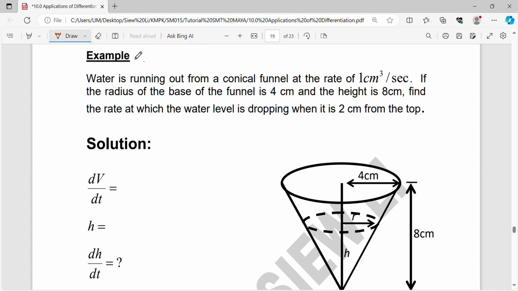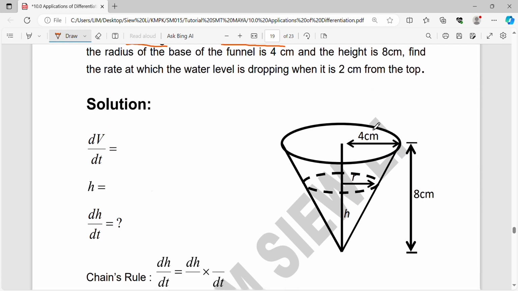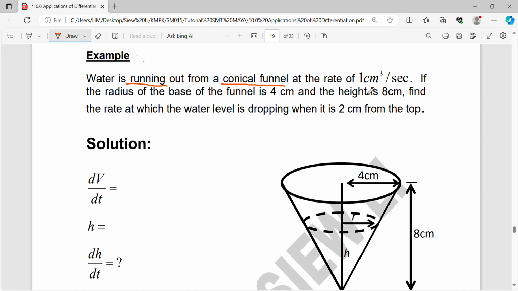So for this example, given that water is running out from a conical funnel at the rate of 1 cm cube per second. So your water is coming out. And we read for this 1 cm cube per second. Cm cube is a unit for volume. Meanwhile, second is a unit for time. So this is the rate of change of volume.